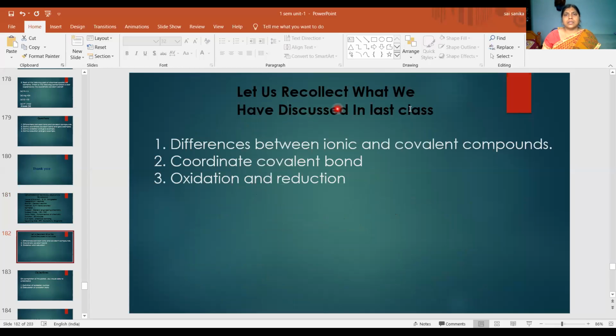So let us recollect what we discussed in the last class. The differences between ionic and covalent compounds, what is a coordinate covalent bond, and the definition of oxidation and reduction with examples. So these three topics we discussed in the last class.